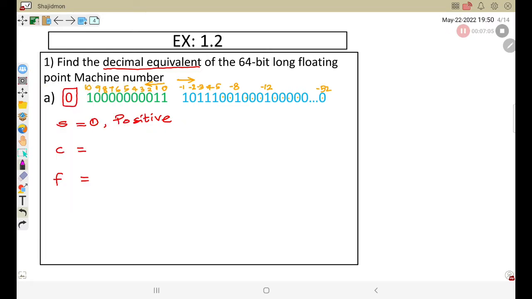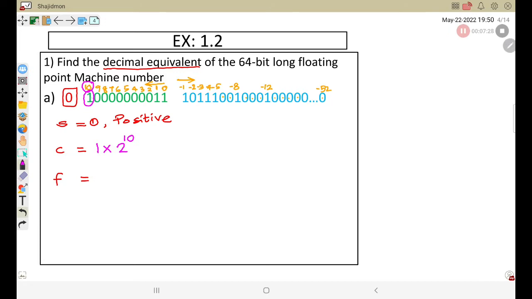Okay, so how can we start here? See, first we are doing the characteristic part. So start from this number. This is 1. 1 multiply 2 power position of the number. What is the position of the number? That is 10, correct? So 1 multiply 2 power 10. Okay, you know how to change a binary number into a decimal number anyway.